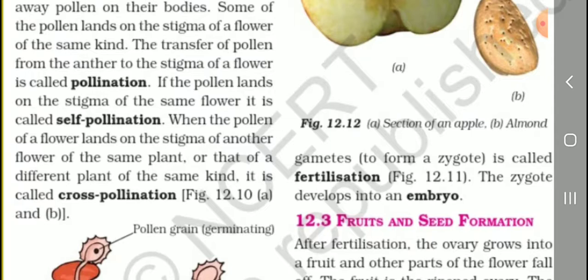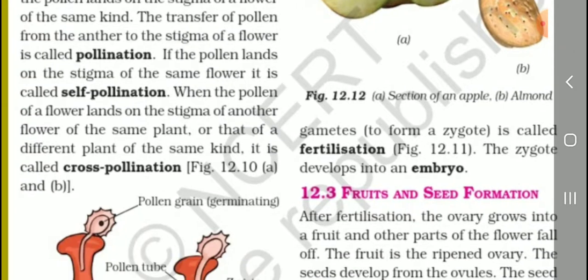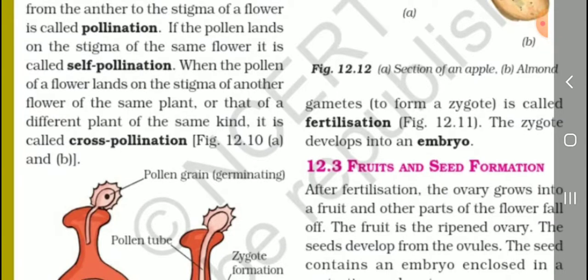If the pollen lands on the stigma of the same flower, it is called self-pollination. That is self-pollination. Next one: the pollen of a flower lands on the stigma of another flower of the same plant, or of a different plant of the same kind. It is called cross-pollination.